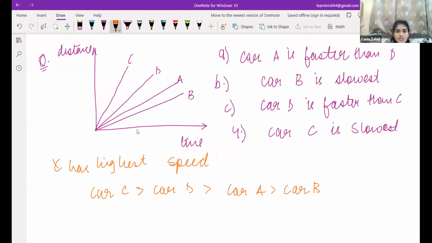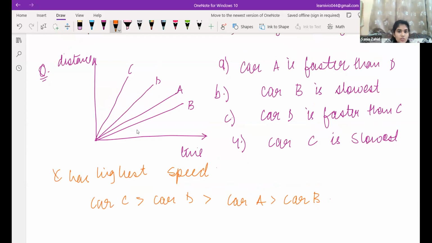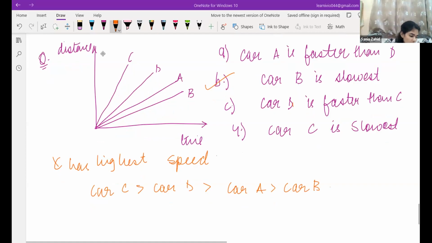Now look at these options. It says car A is faster than D. Is it true or false? Ma'am, it's false. Okay, car B is slowest. Yes, ma'am, true. So this is only our correct option. Car D is faster than C. Car D is faster, you think? Ma'am, car D is slower. Yes. Then car C is slowest. True or false? Ma'am, false.